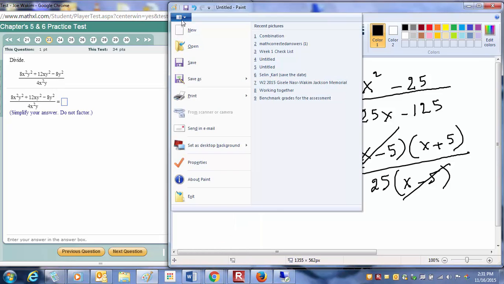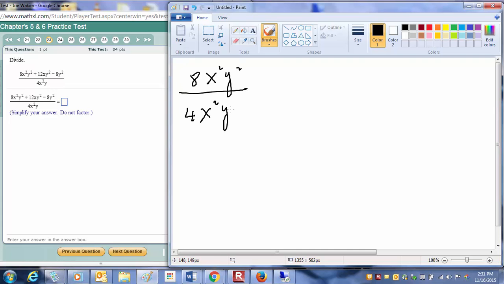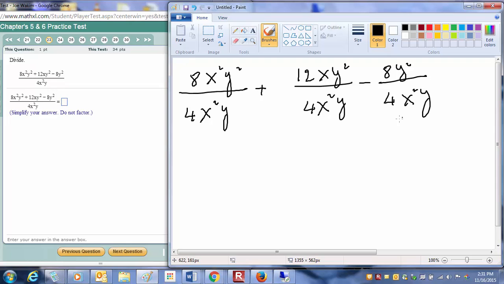Divide by a monomial. So we have to split the fraction into 3 fractions. Each one will have 4x squared y in the denominator. 8x squared y squared over 4x squared y plus 12x y squared over 4x squared y minus 8y squared over 4x squared y. So let's start with the first one. 8 over 4 is 2, x squared will cancel, y squared over y, 2 minus 1, 1, so y to the power 1.